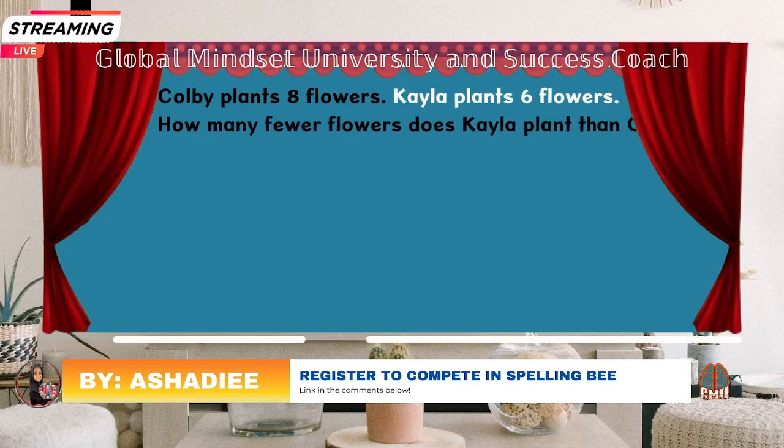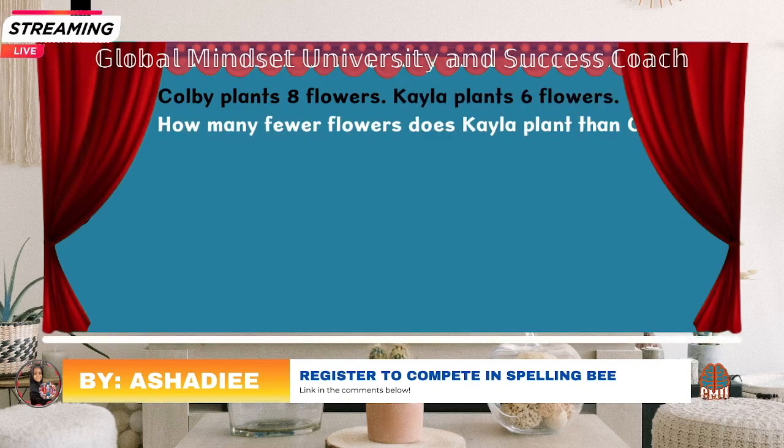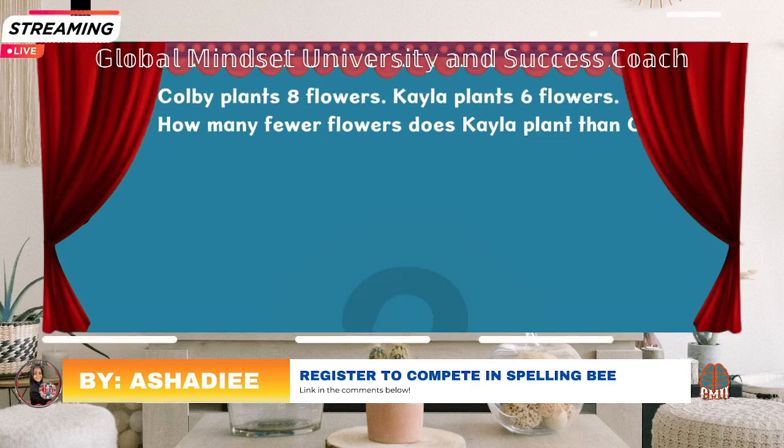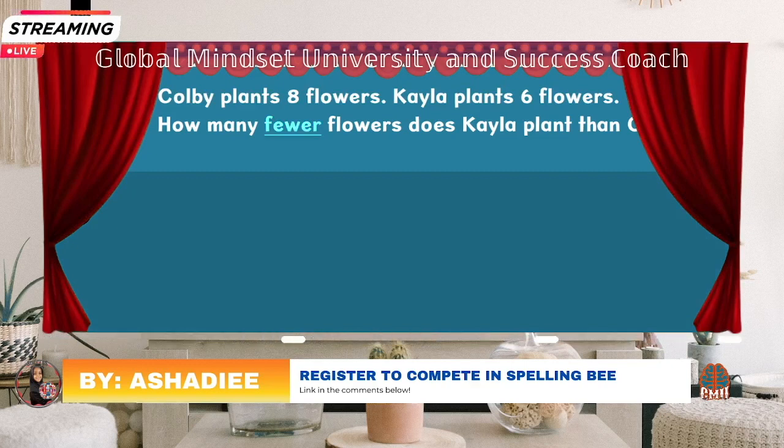Colby plants 8 flowers. Kayla plants 6 flowers. How many fewer flowers does Kayla plant than Colby? So right now we're going to bring the discs. Going to bring 8 discs, and 6 of them are going to be a different color. Like 8 of them, all of them are going to be blue. Then we're going to change 6 of them into orange.